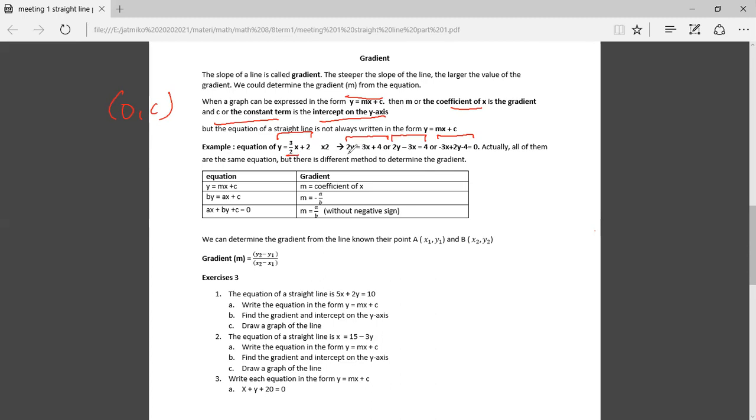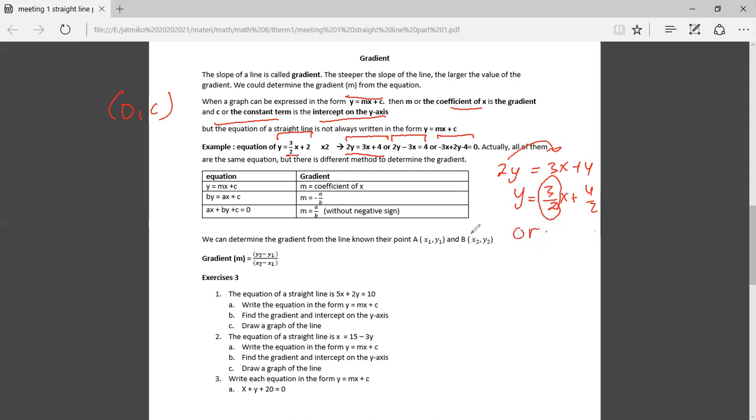How about if we have the equation like this? How about the gradient? We cannot say just 3 because here the y has a 2, which is different from y equal to mx plus c. So what we have to do is convert this one into y equal to mx plus c. So we can convert it like this, 3 per 2x plus 4 per 2. So we move this 2 over here. So we can find the gradient is 3 per 2.